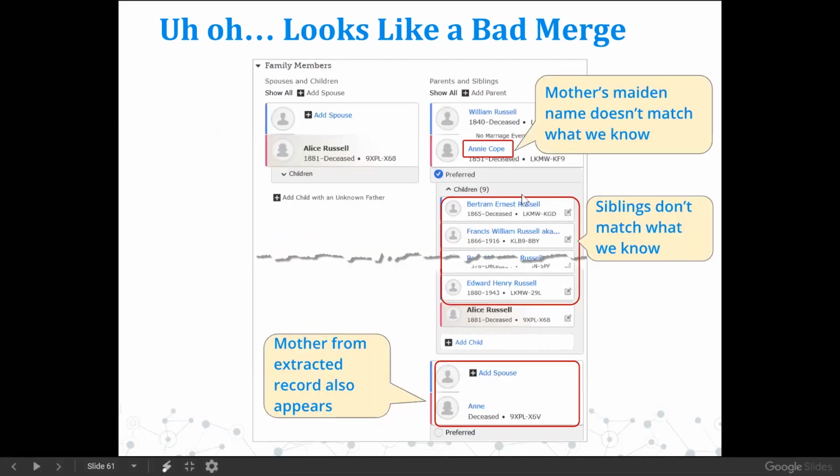And look at the other information that indicates a bad merge. We've got a mother with the wrong maiden name, because remember, we did our research and we know her name is Hollingsworth or Hollingworth. The siblings don't match what we know. And then also the mother from the extracted record is still here. So this is the real mother and this is the fake mother as the result of a bad merge.